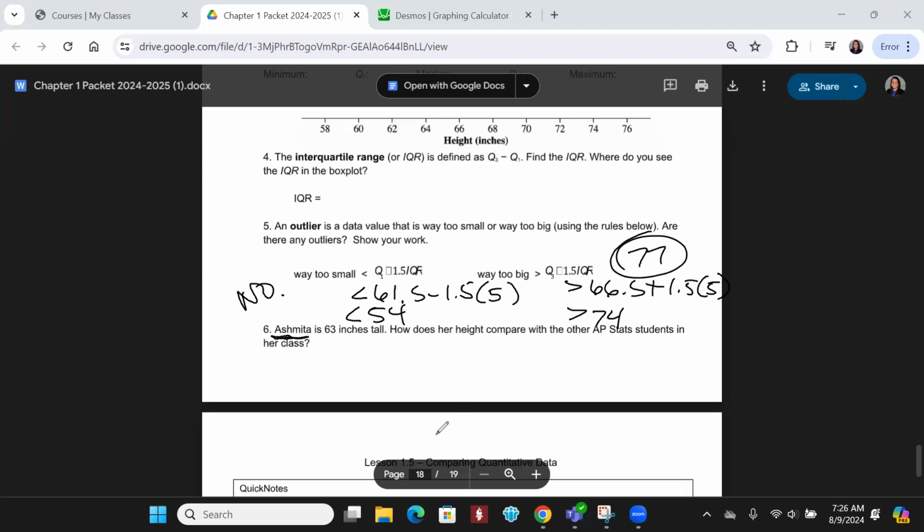Ashmita? Okay. Is 63 inches tall. How does her height compare with other AP Stat students in her class? She has the median height. She has the median height. So she is taller than how much?